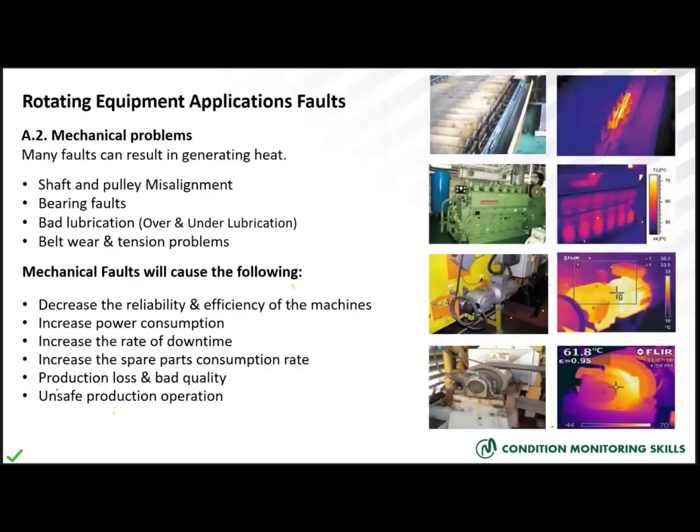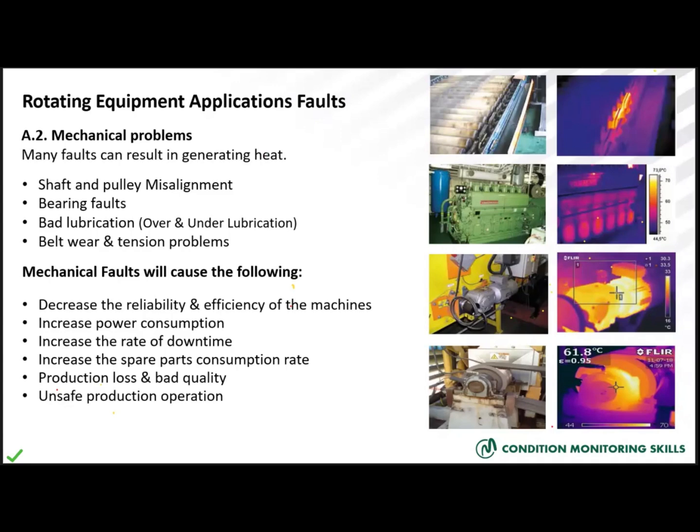The second type of application where we can use infrared thermography is mechanical problems. We can detect many faults using infrared thermography: shaft and pulley misalignment, bearing faults, bad lubrication, whether over-lubrication or under-lubrication problems, belt wear, and tension problems. All of those different problems can be detected using infrared thermography.